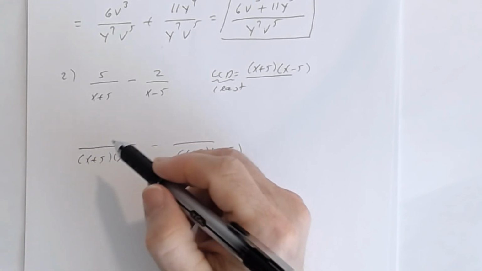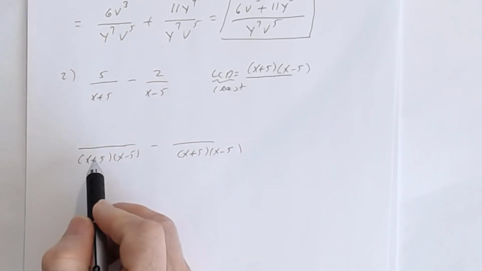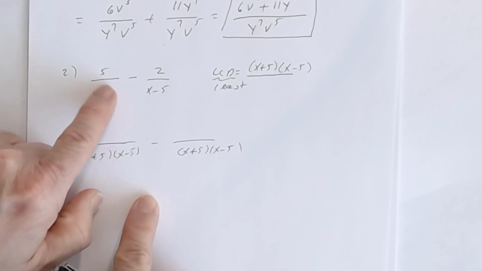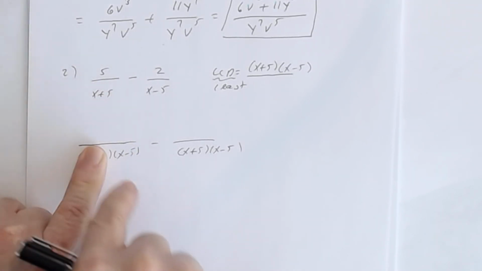Okay, so let's go about writing equivalent fractions. Notice I have an x plus 5 here. I want to get this denominator. So I have my x plus 5, see right here? If you need to, you can cover up the x plus 5. And so what's missing is this. You don't see an x minus 5 here.